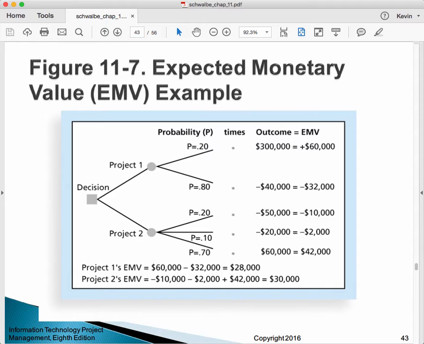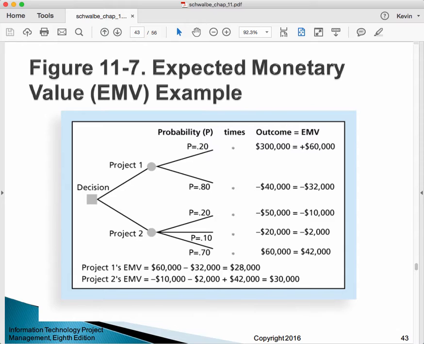On the other hand, I kind of like the fact that project two has a 70% chance of a big outcome. So I guess what I would say is if I had these two, okay, I would favor project two. Okay? That may be because I'm risk averse. I don't think I would roll the dice and try at a 20% chance at $300,000. That's starting to sound like buying a lottery ticket to me.